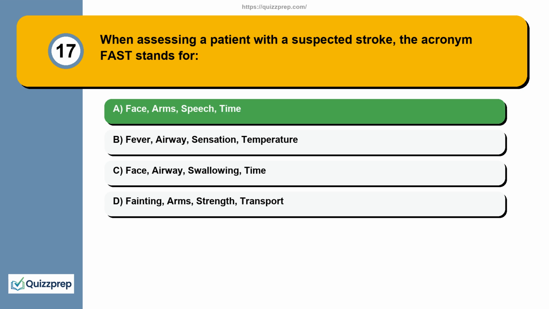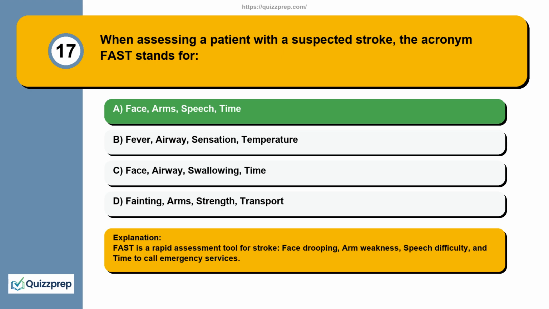The correct answer is option A: face, arms, speech, time. Explanation: FAST is a rapid assessment tool for stroke: face drooping, arm weakness, speech difficulty, and time to call emergency services.